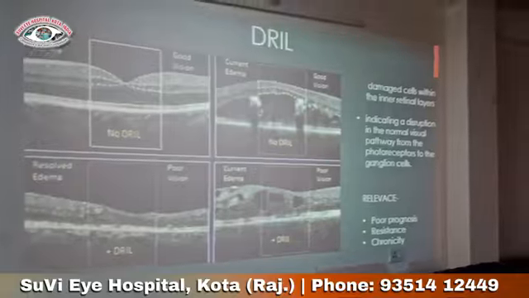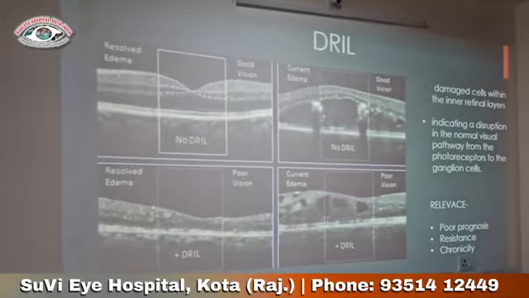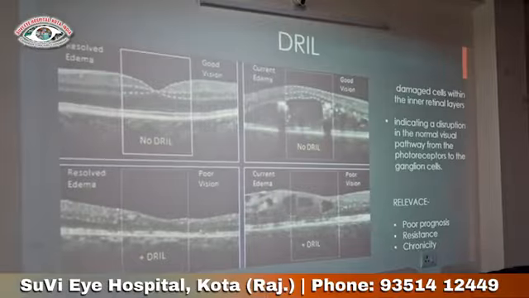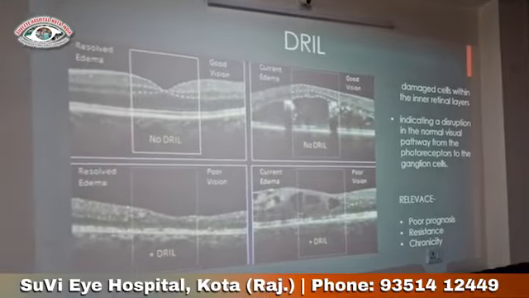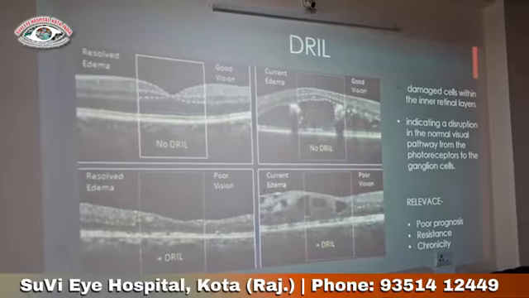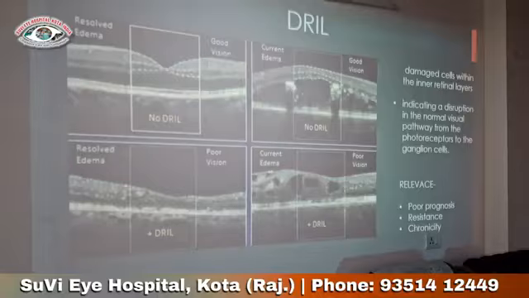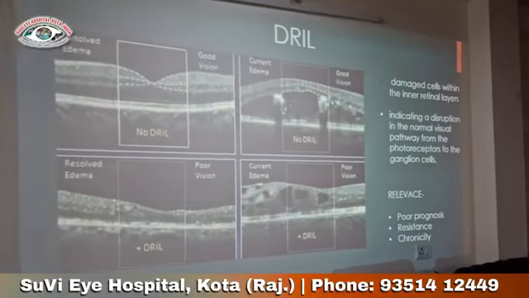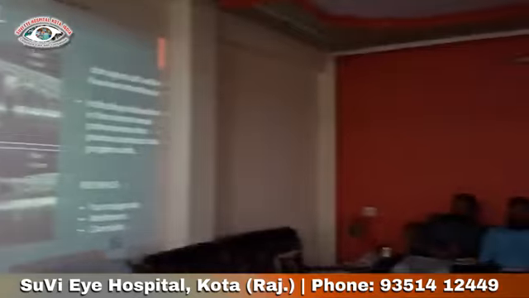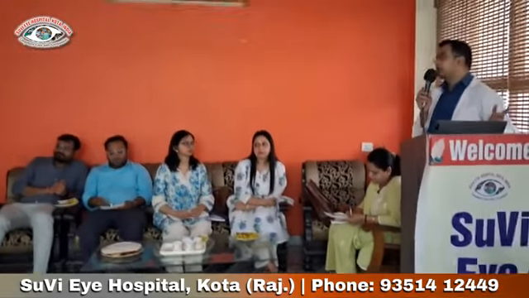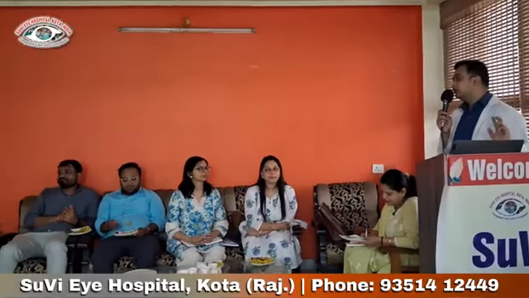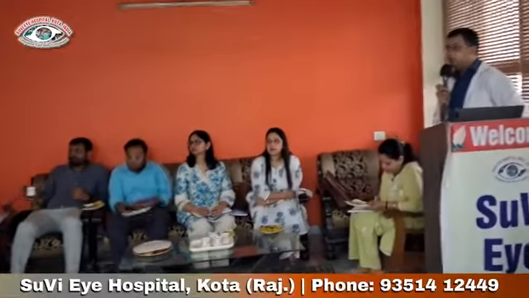We have to trace the GCL, INL and OPL complex: ganglion cell layer, inner nuclear layer and outer plexiform layer. If these three layers are disorganized, meaning discontinuous, and we cannot trace them, that means the inner retinal layers are disorganized. We could try first with anti-VEGF, but now the studies indicate which implant has been shown to ameliorate DRIL. Anyone? Which implant? Only one implant is there. Ozurdex has been shown to ameliorate DRIL.